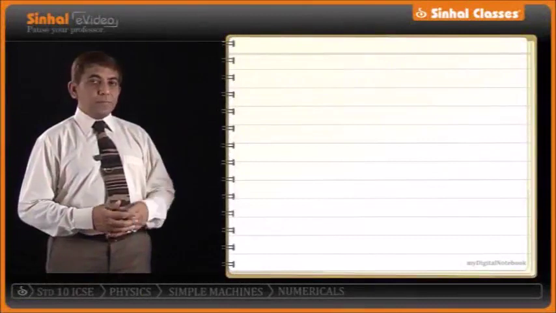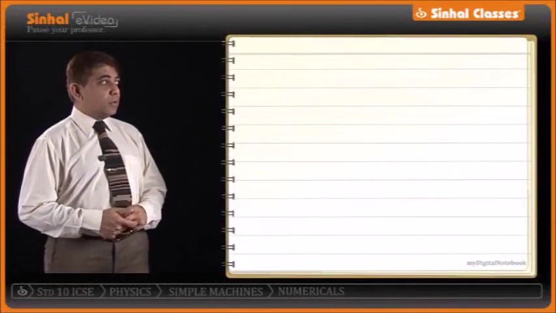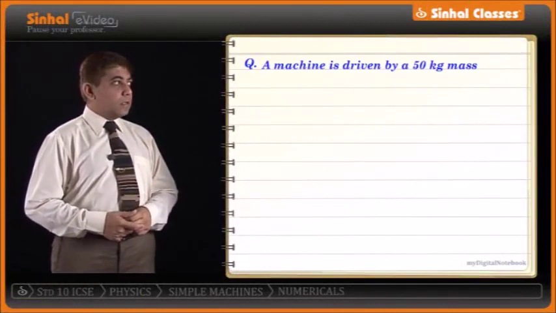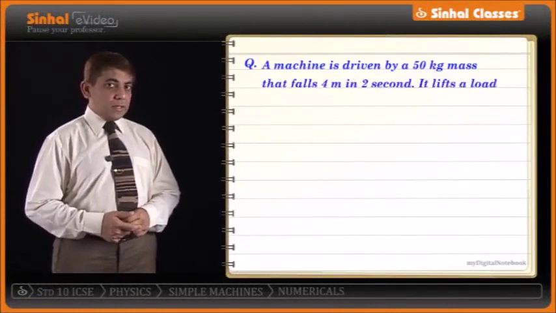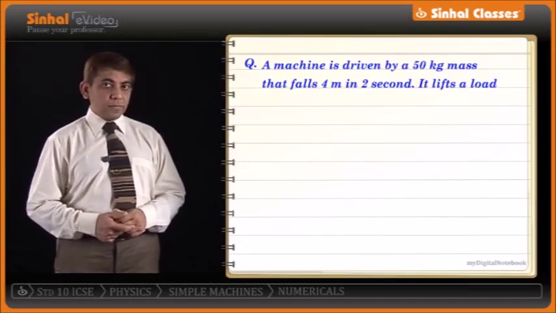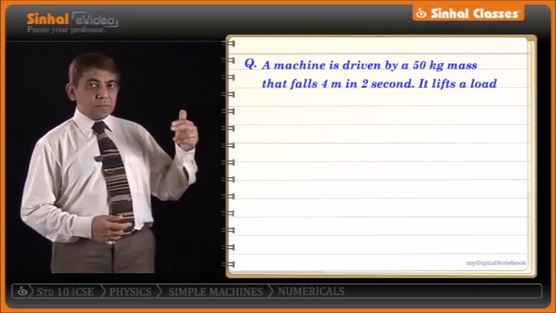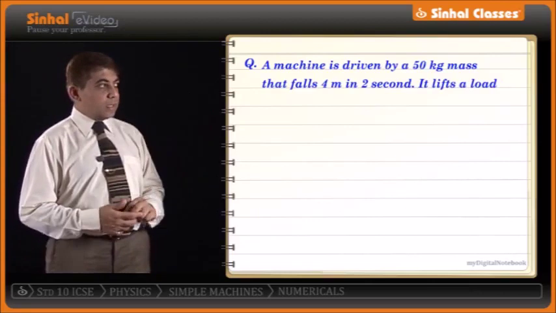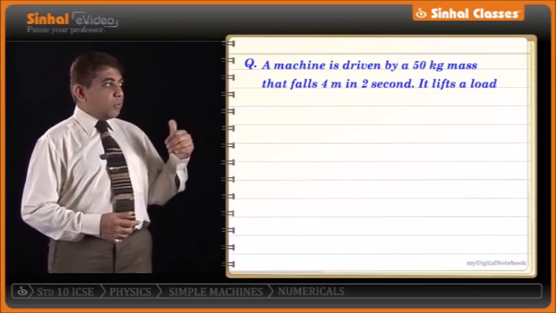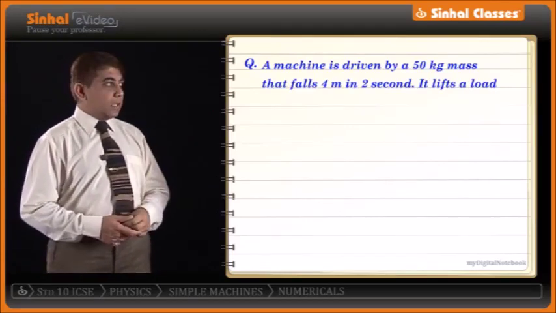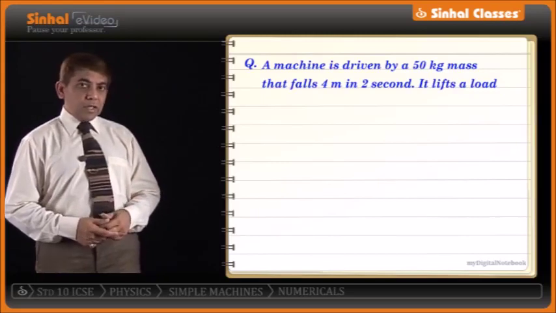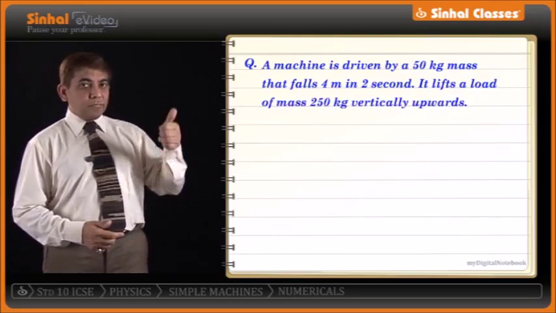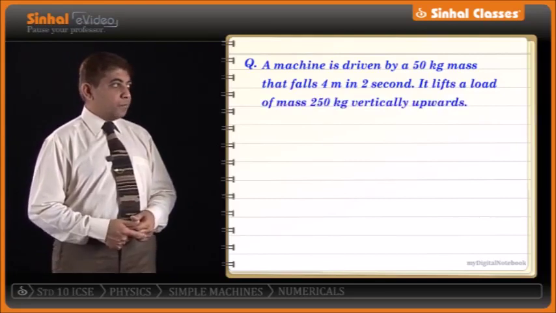How about this example? A very interesting example though. A machine is driven by a 50 kg mass that falls 4 meters in 2 seconds. That means the distance travelled by the load is given as 4 meters and the time it takes is 2 seconds. It lifts a load of 250 kg vertically upwards. That means it is the displacement of load that is given to you.